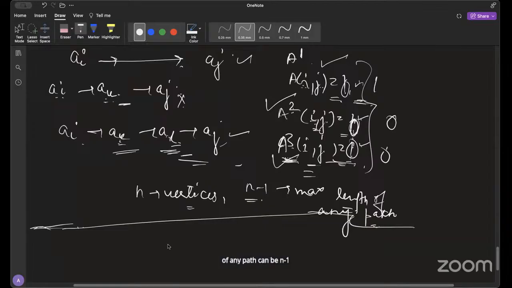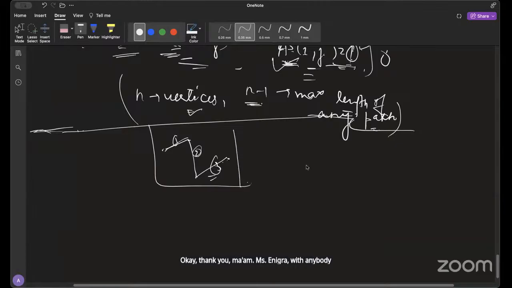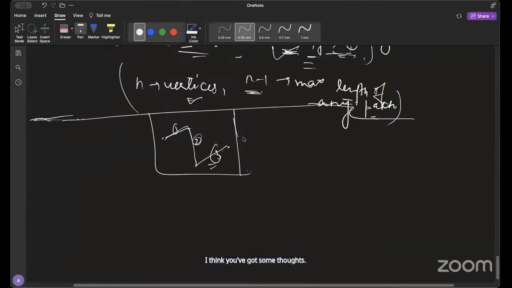So if you have n vertices, say you have 4 vertices, you cannot have a path with length more than 3. So this is 1, 2, and 3. The length of it is 3. You cannot have something with length 4 or length 5, that is completely not possible. So you'll have n minus 1 as the maximum length of any path if the graph has n vertices in it. Okay, thank you. Means any graph with n vertices, the maximum length of the path possible is n minus 1.